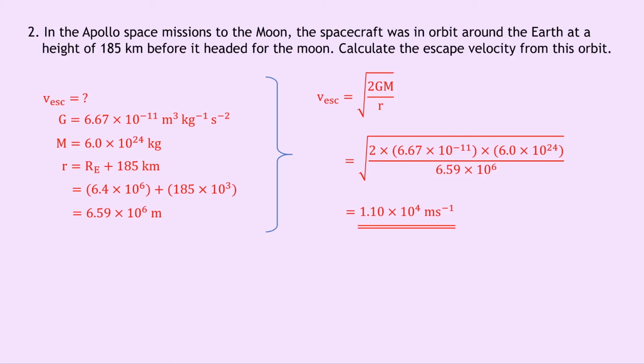So if it was on the surface of the Earth, we saw in question 1a that it would be 11.2 kilometers per second, but because this spacecraft was already at a height of 185 kilometers above the Earth's surface, it doesn't take as much velocity to leave the gravitational pull. So that gives about 11.0 kilometers per second.